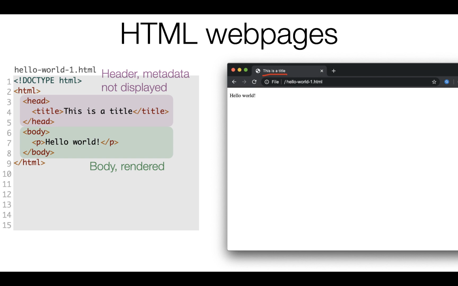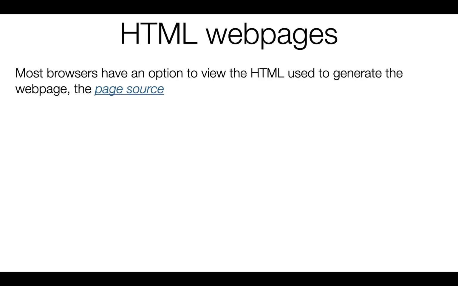Stuff in the body is actually displayed, so this is very, very similar to LaTeX, right? Stuff before begin document is not displayed, stuff after it is displayed. Here, stuff before body is not displayed, that's in the head tag, and stuff included in the body is displayed. Most browsers have the option to view the HTML used to generate the web page.